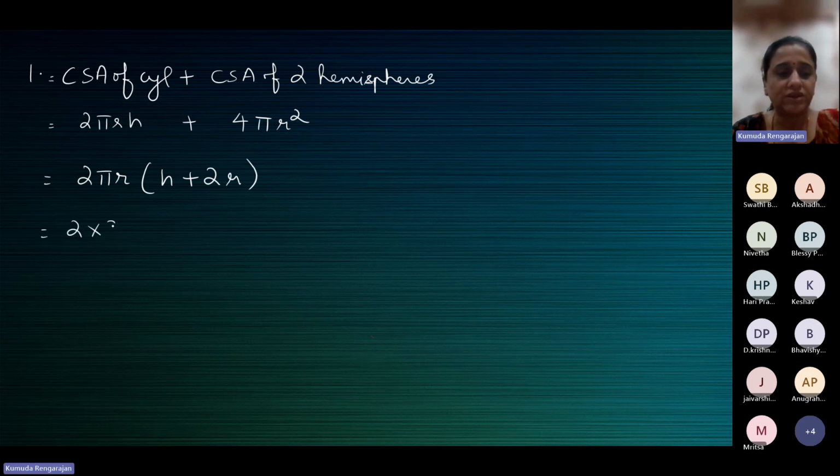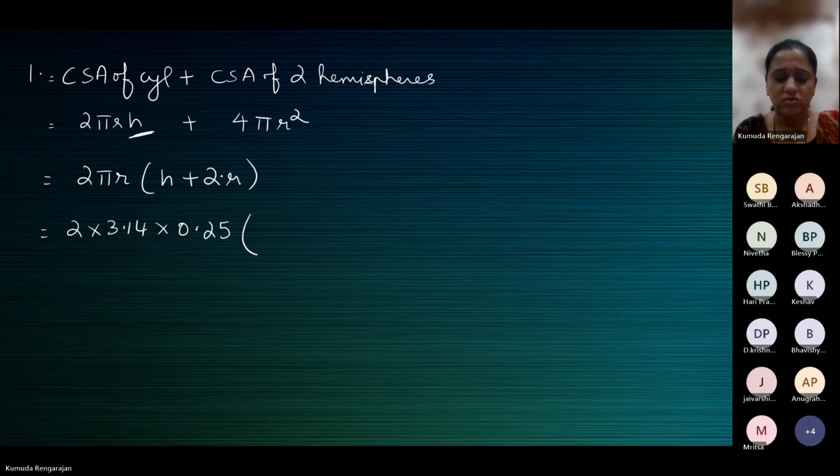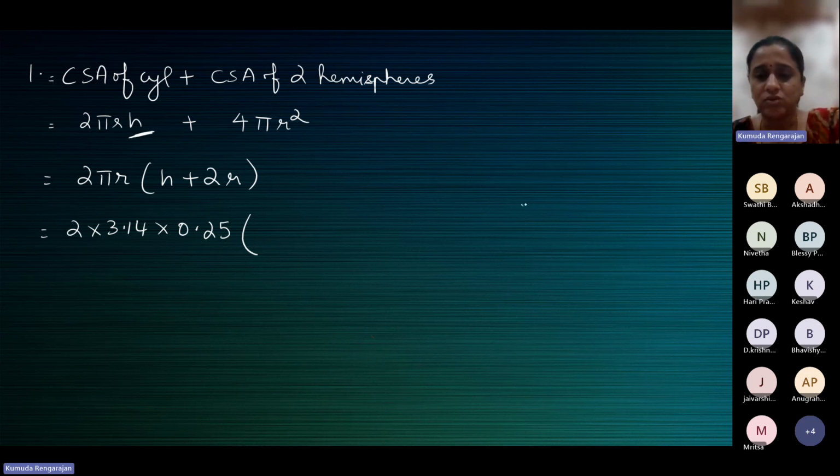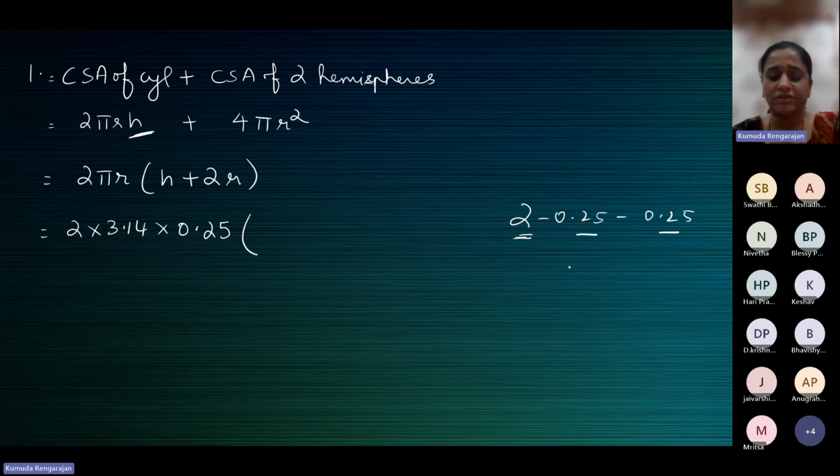2 into 3.14 for pi into radius 0.25 into h. H is the height of the cylinder, not the height of the capsule. In the formula 2 pi r h, h is the height of the cylinder. It's marked there, 1.5. Or else you can find it: the total height, 2 centimeters, minus the height of the two hemispheres, 0.25 minus 0.25.